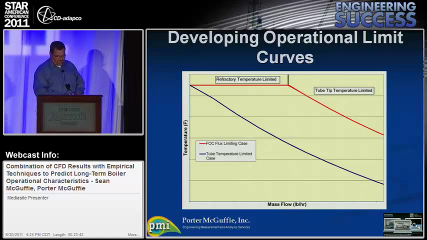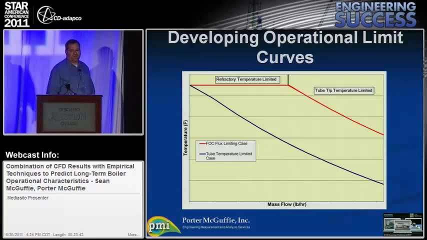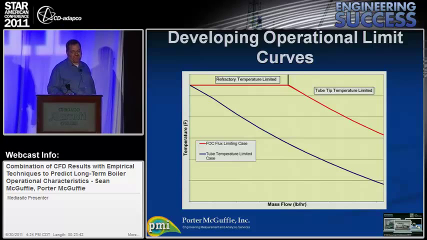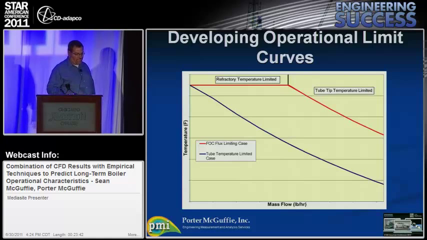And what we see here is the curve that we can develop. The blue line is our sulfidation corrosion curve. That's a long-term curve. If you stay below this curve in terms of mass flow versus temperature, you should not have long-term sulfidation corrosion problems, given an expected boiler life of 20 years. The red curve on the right-hand side is tube tip temperature limited. So that is where you will fall off the cliff, where you will have a departure from nucleate boiling event and possible creep rupture. And then obviously, once we hit 3,000 degrees, we're refractory temperature limited, and you can't go any higher than that.